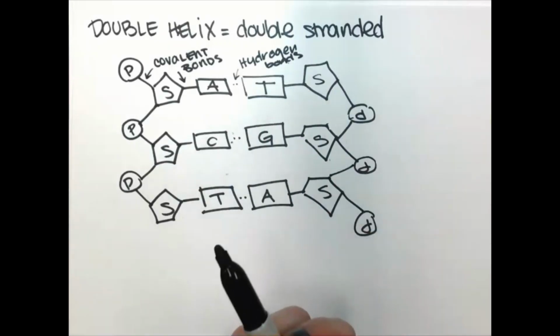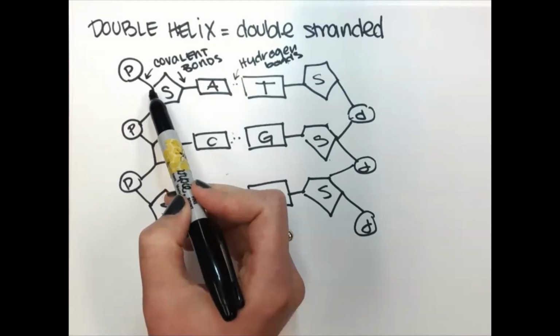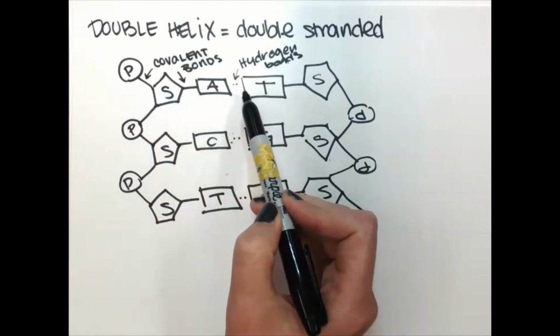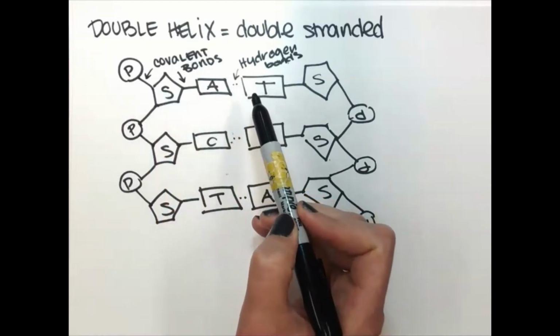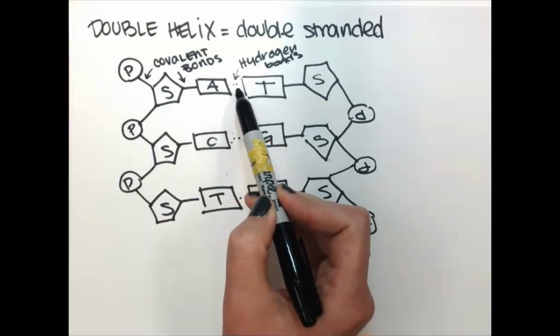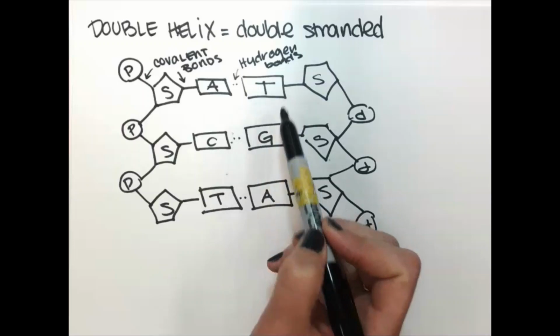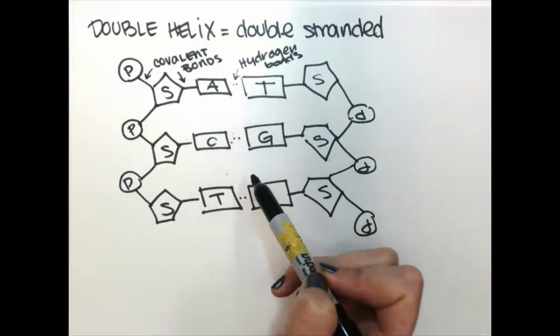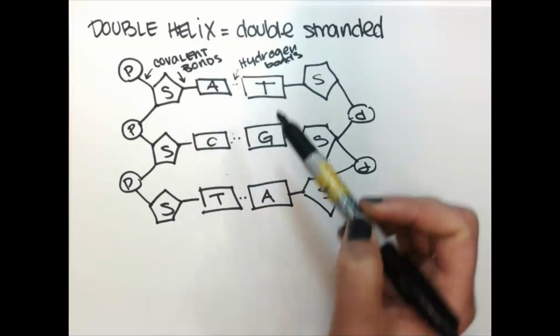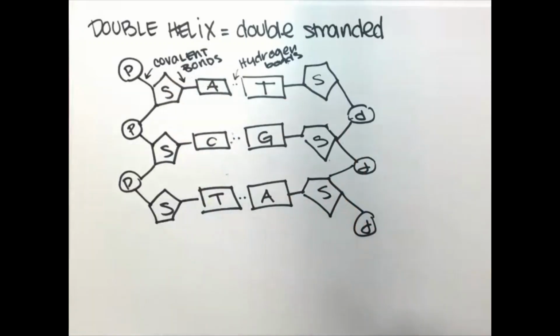And you may remember from when we were talking about our biochemistry unit that covalent bonds are stronger bonds and that hydrogen bonds are weaker kind of interactions. And that's actually a good thing because that means that you can open this up to read the information stored in these nitrogen bases relatively easily without destroying the whole molecule.